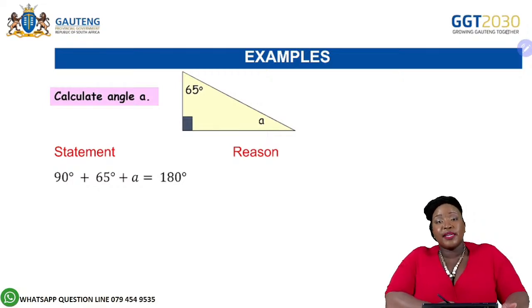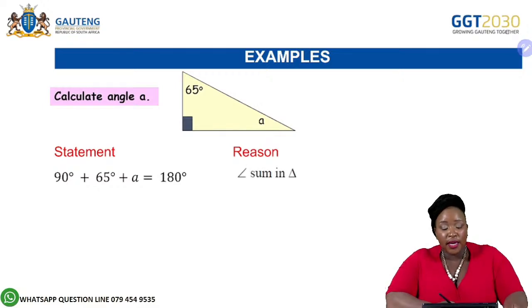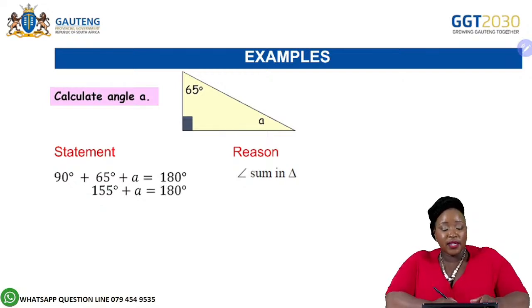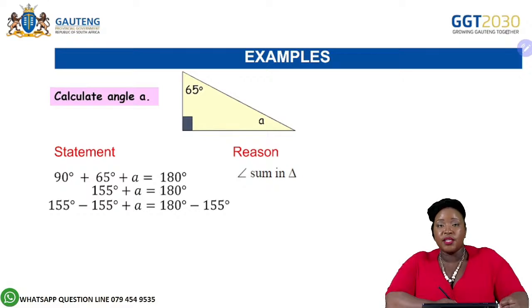Then we have to collect like terms. So when we collect like terms, we will say 90 degrees plus 65 degrees. Don't forget to give your reason. I will be using angle sum in a triangle all throughout the lesson. So we have 155 degrees plus A is equal to 180 degrees. Then you need to use your additive inverses. Do you still remember those? So you need to subtract 155 degrees on both sides. And you get A is equal to 25 degrees. Right.